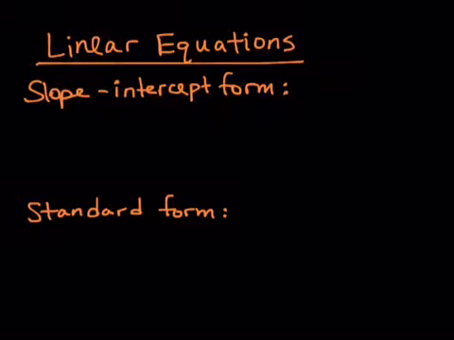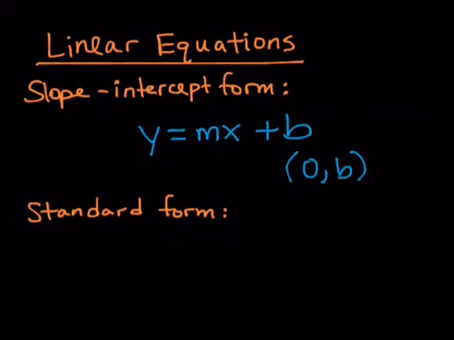The first is slope-intercept form, and this is the one that looks like y equals mx plus b. So in this equation we have two variables, an x and a y, and then we have two other letters here which aren't variables, but they do represent two different things. M is the slope and b is the y-intercept, so hence the name slope-intercept form. It's the slope and the y-intercept. Now keep in mind that b represents a point (0, b), or a point where this line will cross the y-axis.